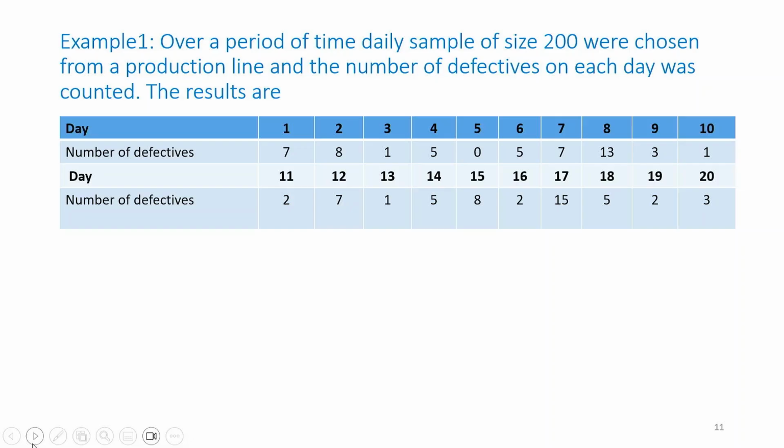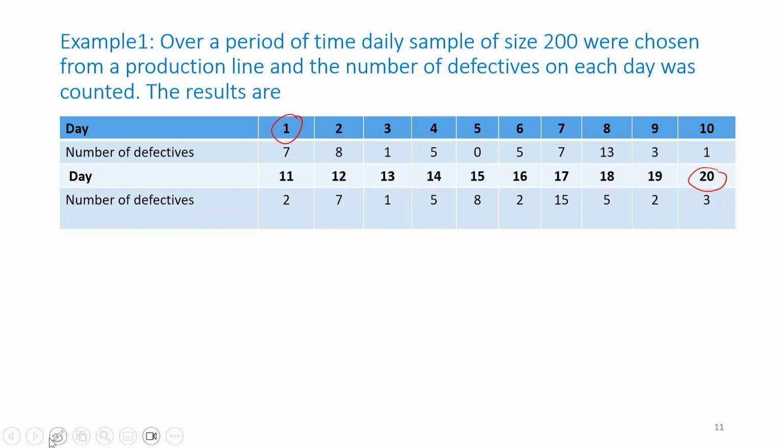So day-wise we go: first day, second day, third day, fourth day, fifth day. This is maybe the first day of the month, and then we go up to the 20th day of the month. The corresponding number of defects the process produced each day are all listed here. First day the process produces 7, second day 8, third day 1, fourth day 5, fifth day 0, no defects were found. So like that, the number of defectives is shown here. They are random in nature.